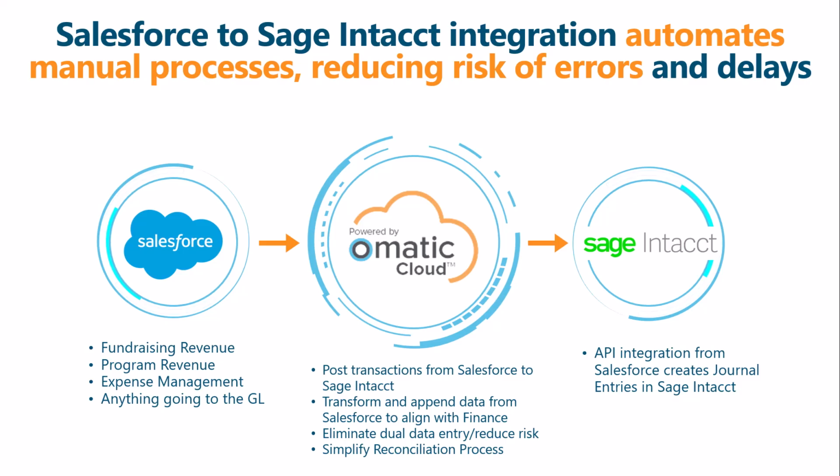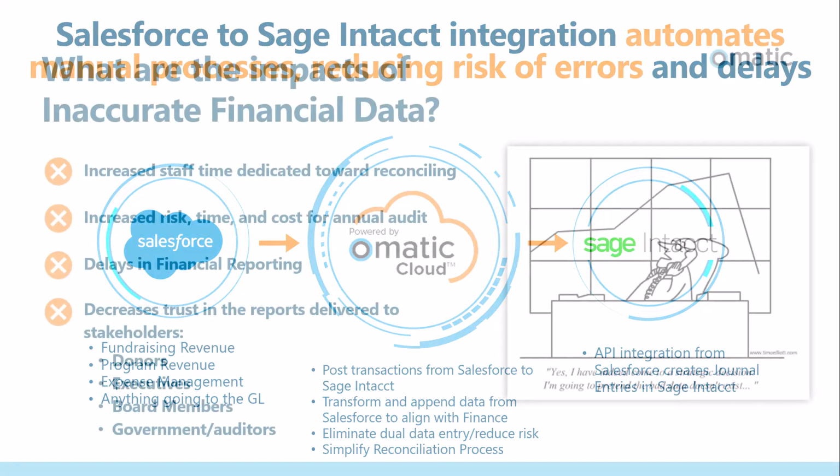Omatic's Sage connector is a direct API integration between Salesforce and Intacct. The connector streamlines our post process and bridges the gap between Salesforce and Intacct, which results in expedient and accurate financial reporting and eliminates room for errors.